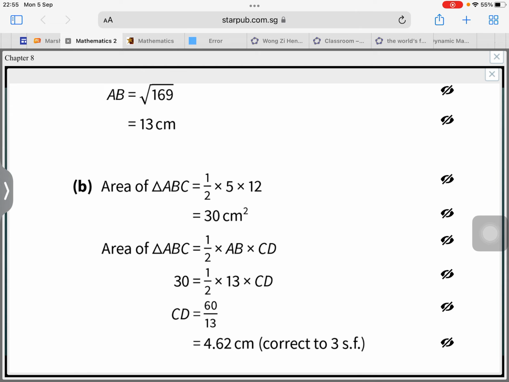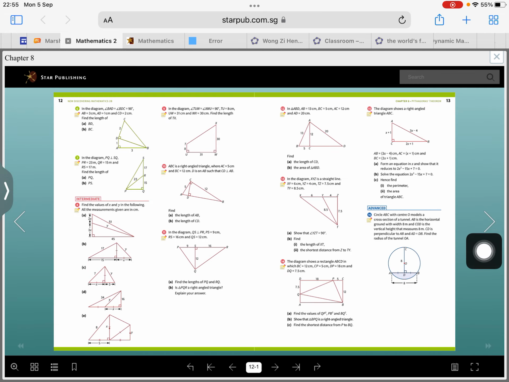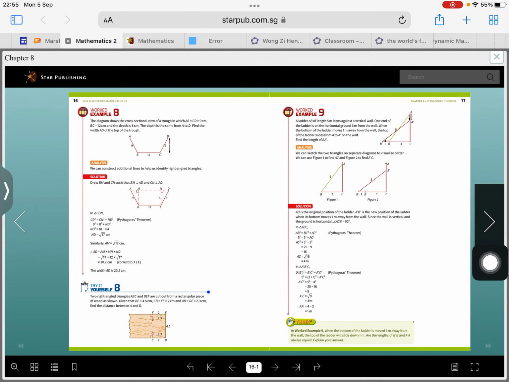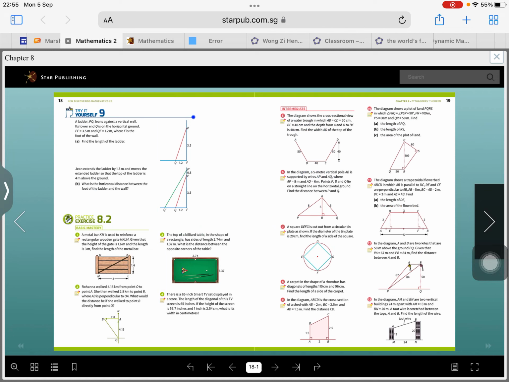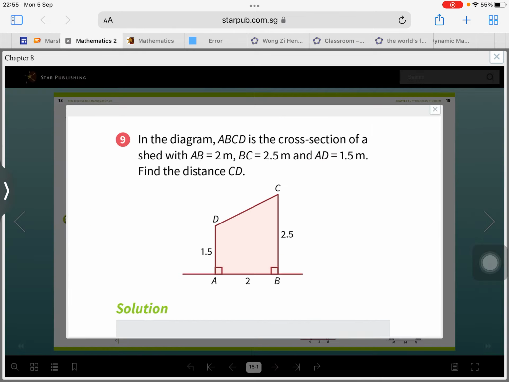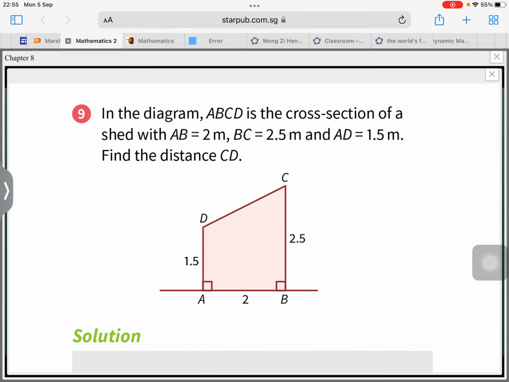Otherwise I'll move to exercise 8.2, where we do some questions that are a little more applied, and the right angle triangles are not as obvious. You need to come up with the right angle triangle yourself. So let's look at this question. We did a very similar question in our class. Over here we have A, B, C, D. Cross section of a shed with AB is 2 meters, BC is 2.5, and AD is 1.5. They ask you to find the distance CD.